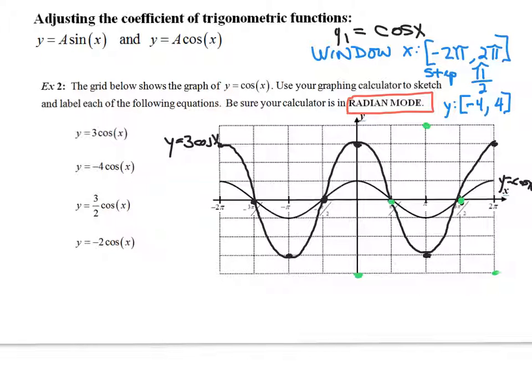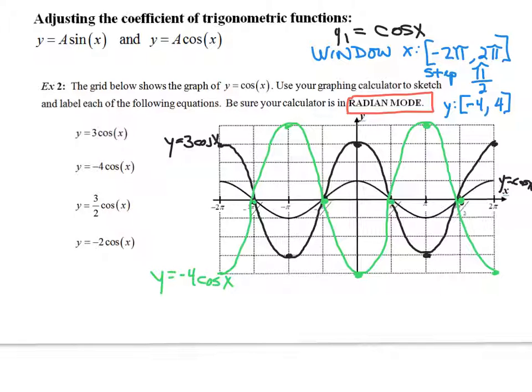So I'm taking each of the points on the original cosine curve and multiplying their y by negative 4. Again, every time I multiply a 0 by negative 4, it's still going to be 0. So I end up with a graph that looks something like this. Try to make yours a little smoother than mine. My iPad screen is a little slippery sometimes. So I'm going to label that one y equals negative 4 cosine of x.